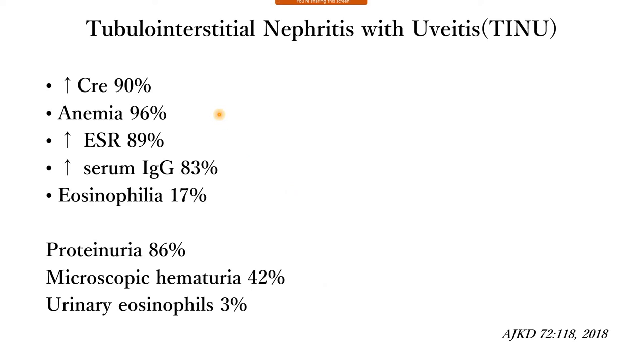In 90% of cases we see rising creatinine, and 96% anemia, rising ESR 89%, and increased serum IgG 83%, and eosinophilia only 17%. Low-grade proteinuria 86% and microscopic hematuria 42%. And eosinophils in urine are very, very low.